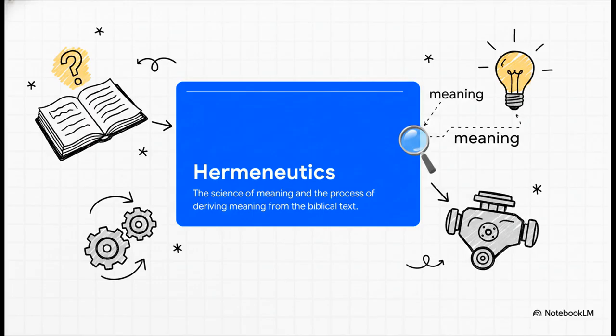Think about it like reading a text message from a good friend. To understand what they mean, you automatically process their tone, the context of your relationship, and the specific words they typed out, right? You're doing everyday hermeneutics. In academic study, it's the exact same concept, just formalized. It is literally the engine under the hood of interpretation.